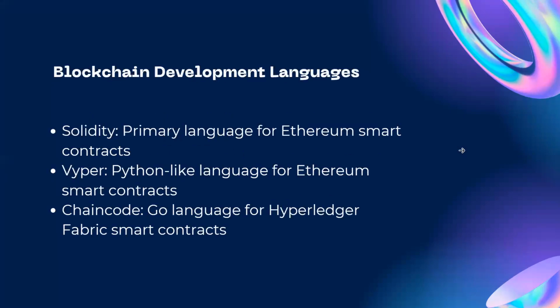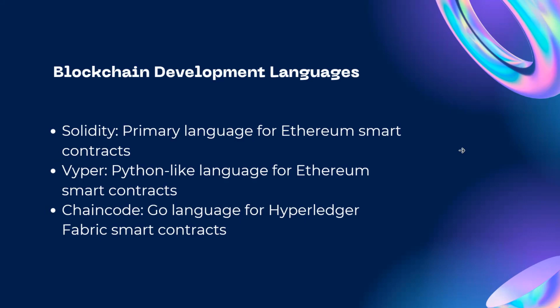So moving on, we have the blockchain development languages. Now this is quite interesting because there are three. We have Solidity, which is the primary language for developing smart contracts in Ethereum. But soon we have something called Vyper. Vyper is more Python-like. If you're a Python developer, you don't really need to learn Solidity. You can learn a little bit of how to write smart contracts using Python. It's easier to adapt to Vyper.